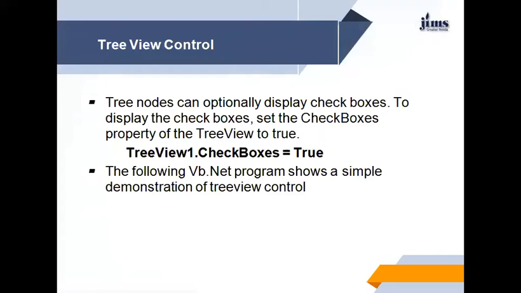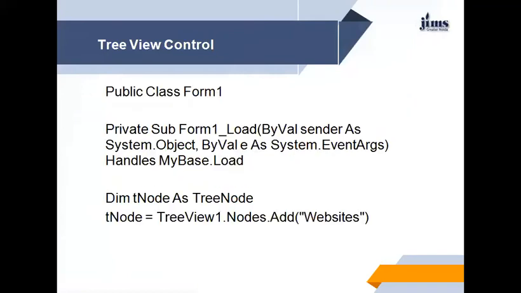The following VB.NET program shows a simple demonstration of the tree view control. Public Class Form1, that is the name of the class is Form1. Private Sub Form1_Load. You need not worry about this. Whenever you work in VB.NET Visual Studio, these things automatically come under Form1_Load, ByVal sender As System.Object, ByVal e As System.EventArgs Handles MyBase.Load.